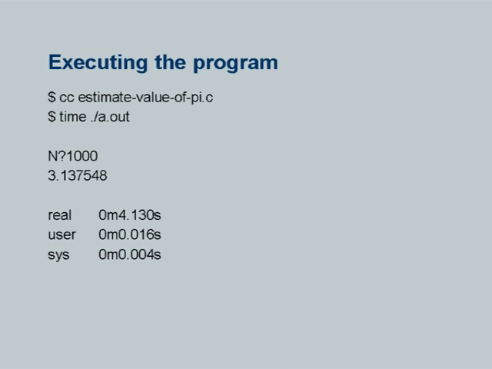Because I have used the time command, I also get the execution time statistics. The real time is 4.130 seconds. The user time, which is, by the way, the time that my program took to execute, is 0.016 seconds. And system time was 0.004 seconds. Notice that the real time is 4 seconds, most of which was used by me to type in this value 1000. Because when it said n question mark, I was required to type 1000 and press return. That is what took 4 seconds. But otherwise, the execution time is very small.